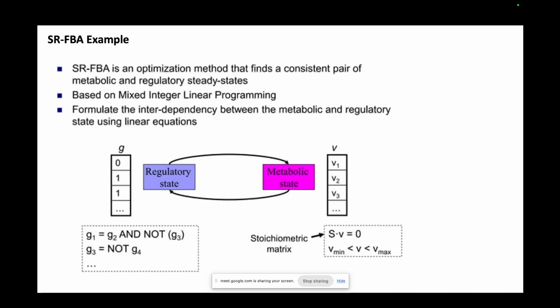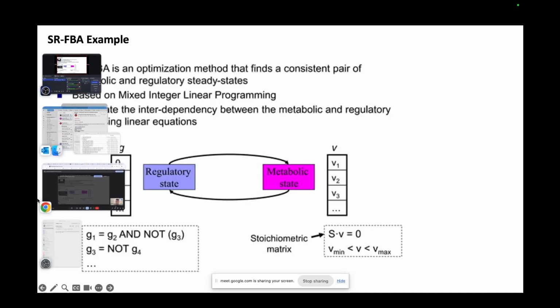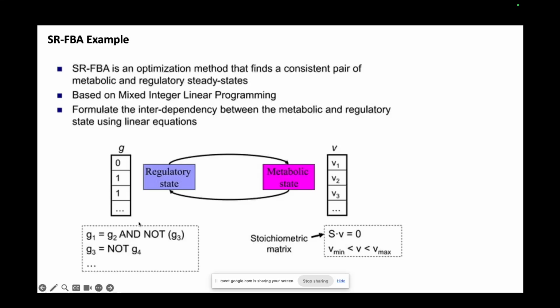So now we'll talk about an example of how this SRFBA actually works. I'll take a specific example and we'll go through it. This SRFBA is an optimization method that finds a consistent pair of metabolic and regulatory states. You solve the objective function through linear programming, mixed integer linear programming methods, and you form interdependency between metabolic and regulatory states using linear equations, primarily ODEs.